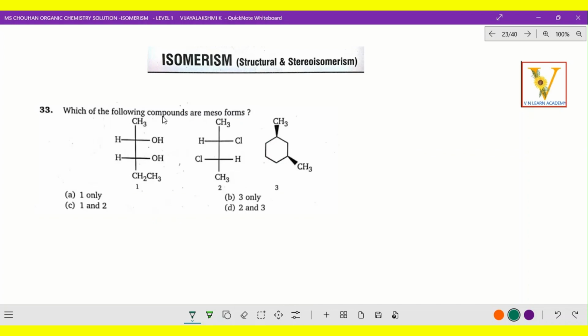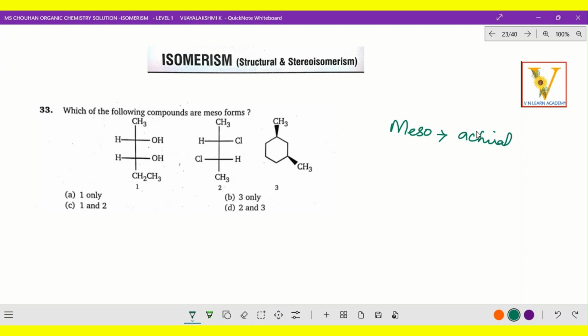Which of the following compounds are meso forms? So, just as you observe, what do you identify? In this first compound, second compound, third compound, generally a meso compound means first mainly it has to be an achiral molecule, achiral.